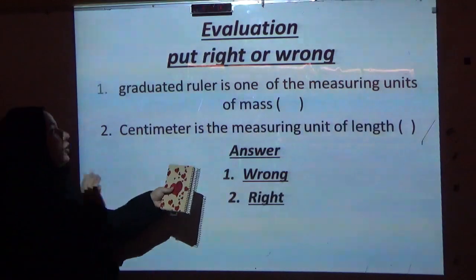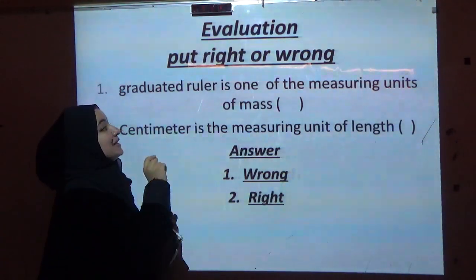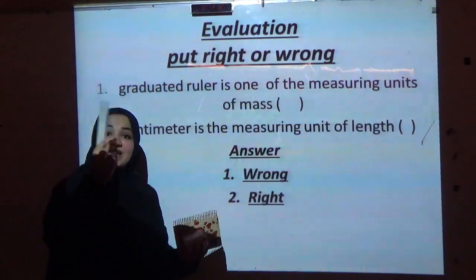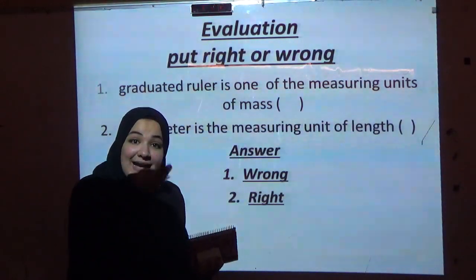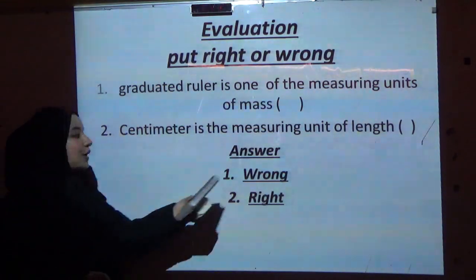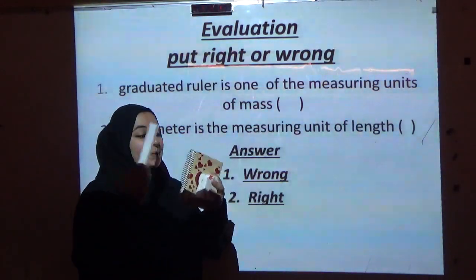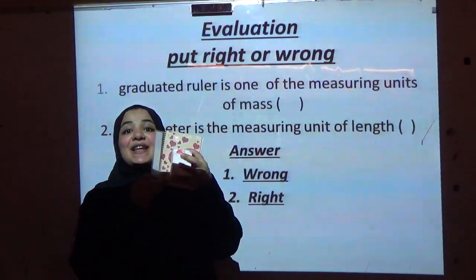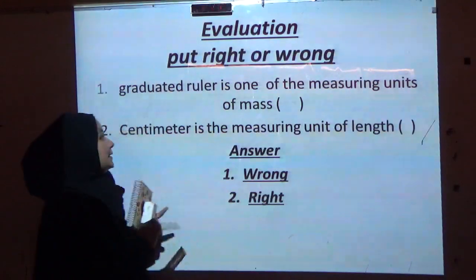Okay. Now, I will ask a question. Put right or wrong: the graduated ruler is one of the measuring units of mass. I use this ruler to measure the mass, right or wrong? Of course, the answer will be wrong, because the ruler is used for measuring the length, not the mass.